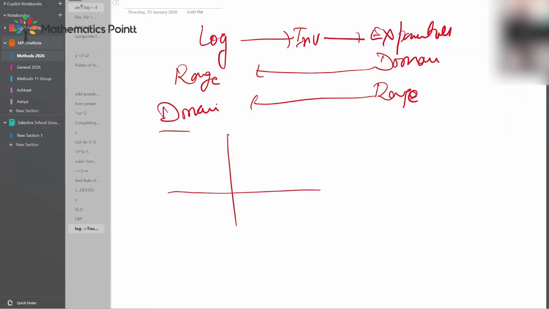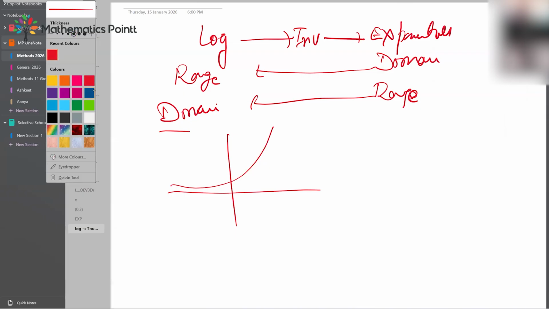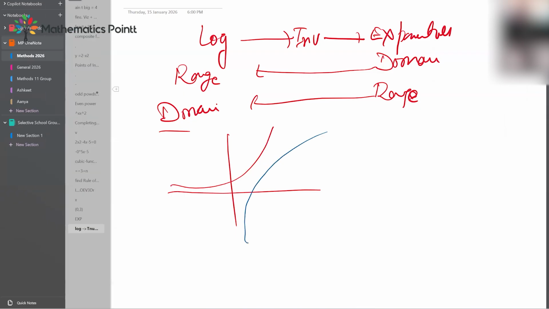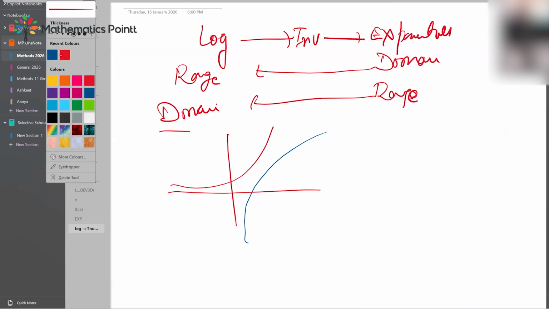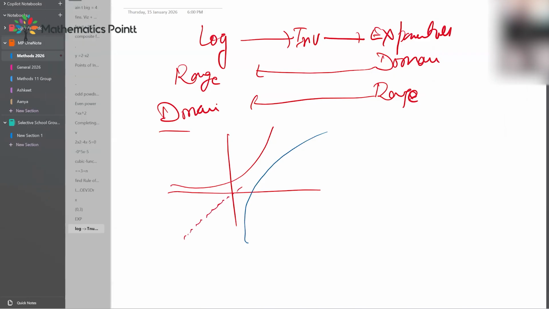My graph of exponential looks like this. My graph of log, if I were to change the color, looks like this. And they are symmetrical to the line y equals x. Why? Because they are the inverse of each other. Does that make sense? All of you? Yes? Right? So they are bang inverse of each other.